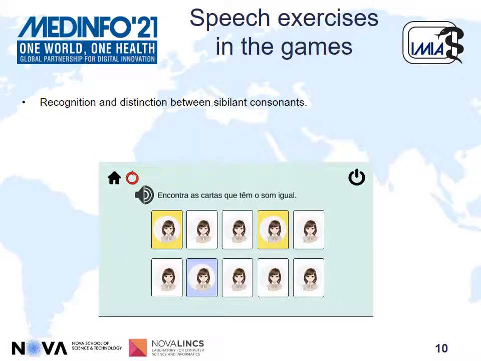The final exercise is the recognition and distinction between sibilant consonants. So here the child, instead of producing words with sibilants or producing the sibilants, has to identify the sibilants. Okay, so here we adapt this exercise to the game by having pairs of cards that make sounds, and the sounds are those of sibilant consonants. So when the child selects a card, instead of having the card turning upwards showing the image, the game will simply play a sound. In order to win pairs of matching cards, the child has to find pairs of cards that contain the same sound.